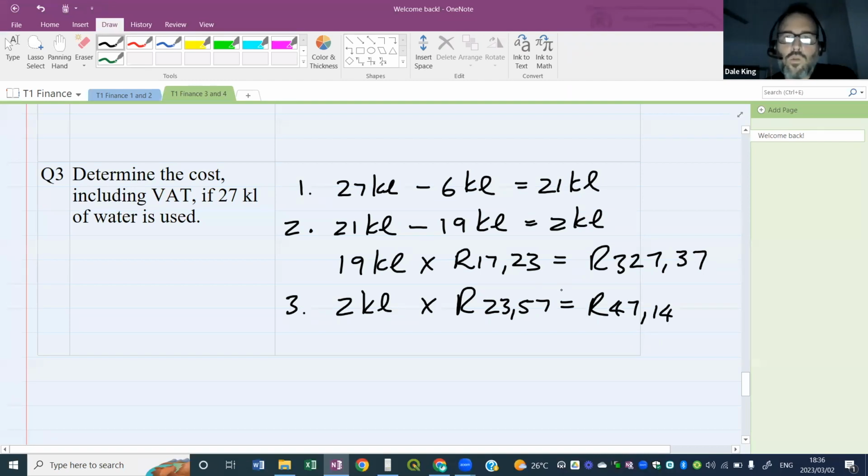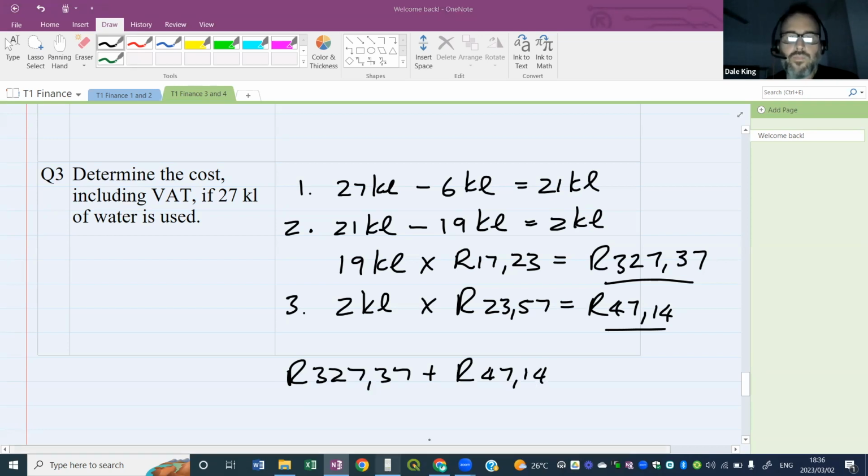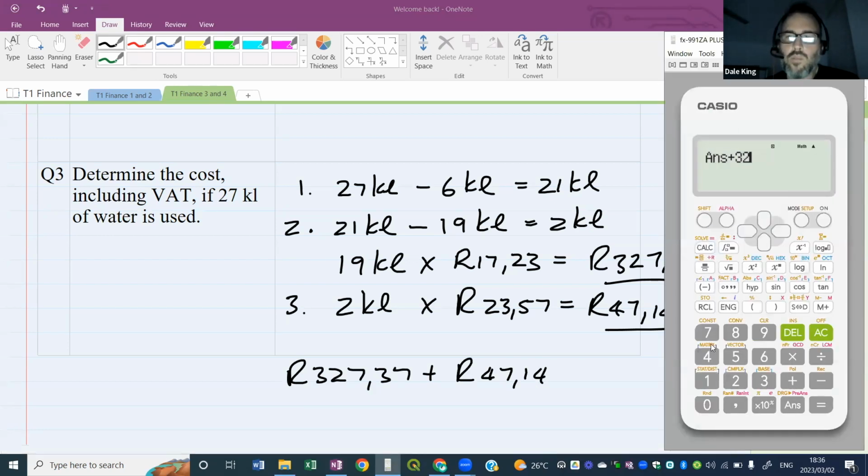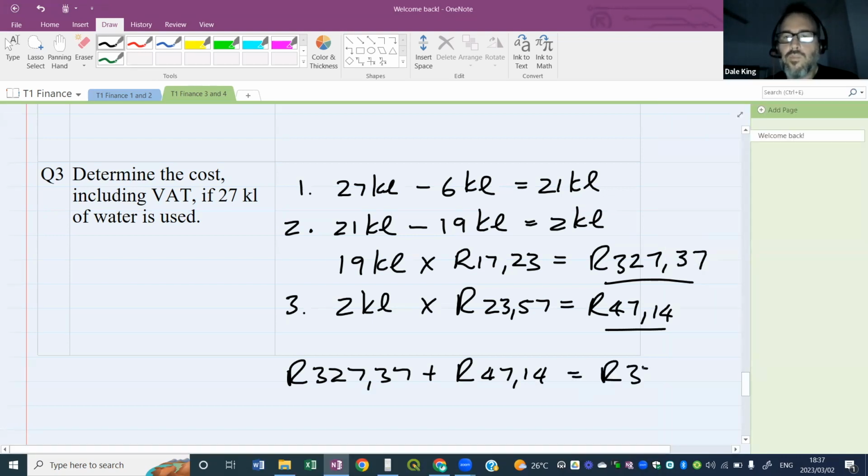Now what we have to do is look at all our charges. The first 6 were free. We have charged 19 kiloliters at a certain rate and got 327 Rand. We charged 2 kiloliters at another rate and got 47 Rand 14. These now need to be totaled up, added up. Okay, so it's 327 Rand 37 plus 47 Rand 14, equals 374.51. And this total is what the municipality will charge you.